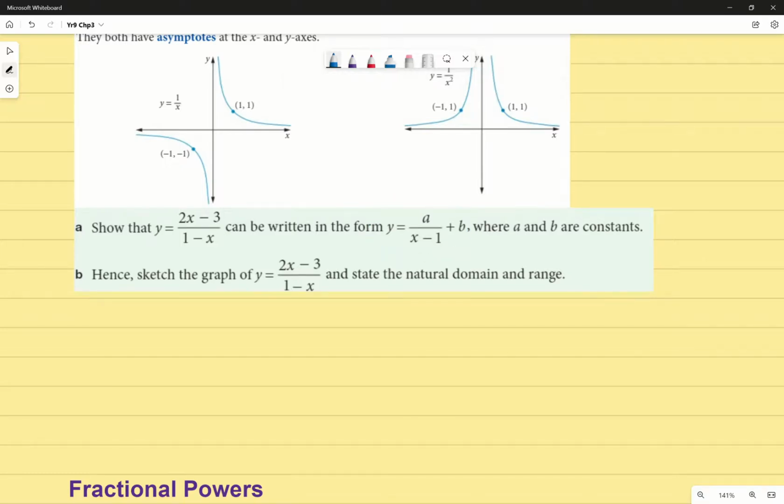So, I'm going to do 2x minus 3 divided by, and I'm going to write negative x plus 1 instead. I'm just going to switch it around. So, what number multiplied by negative x gives me positive 2x? Negative 2.